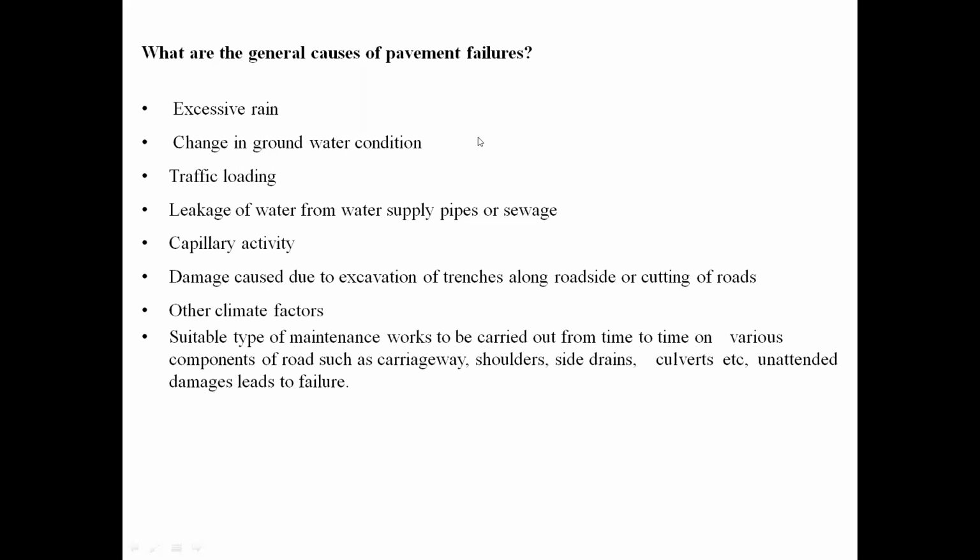Here are some of the general causes of pavement failures. The first one is excessive rain. If there is heavy rainfall, then water stands on the top surface for a longer duration, and there will be a stripping action between the bitumen and the aggregate. If the water percolates inside the component layers, then there will be damage done to the subgrade soil layer.